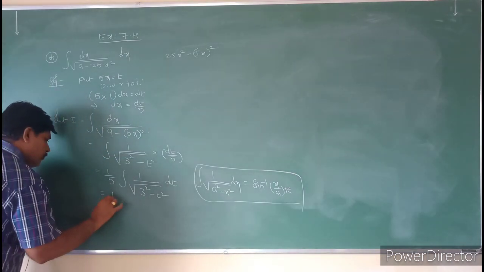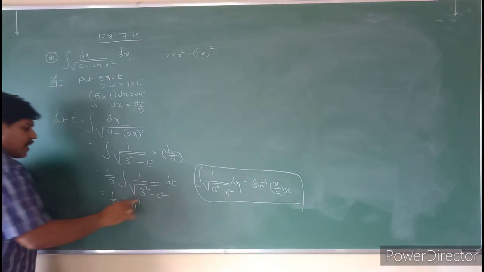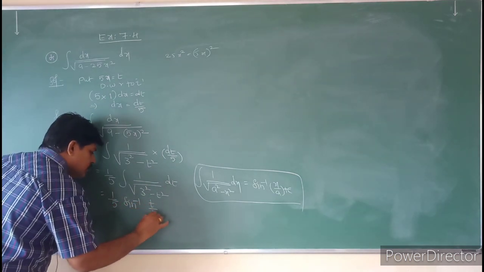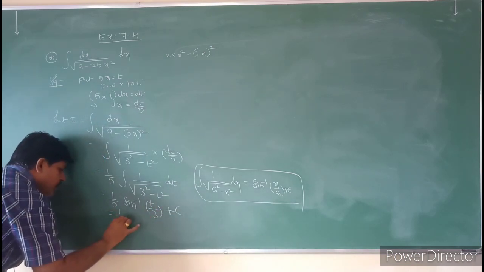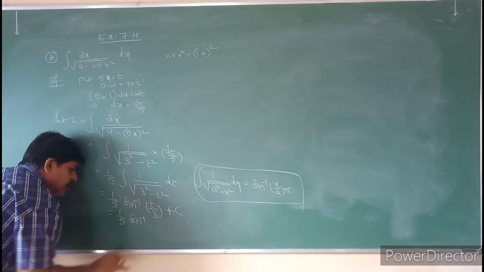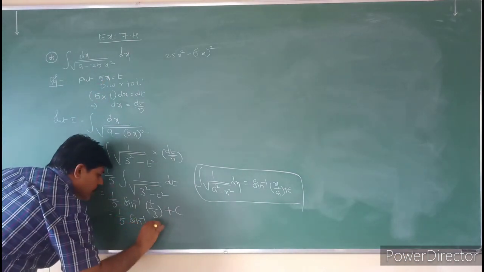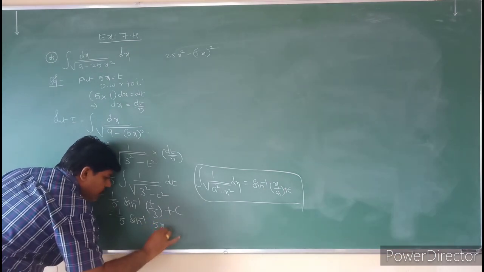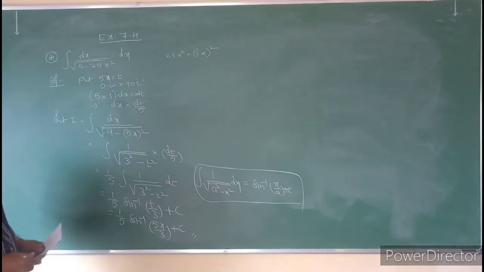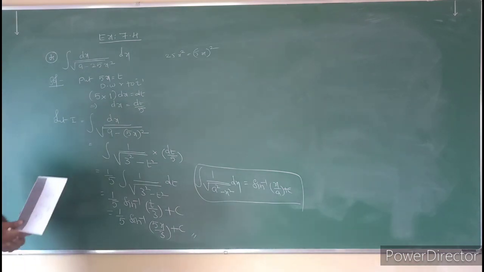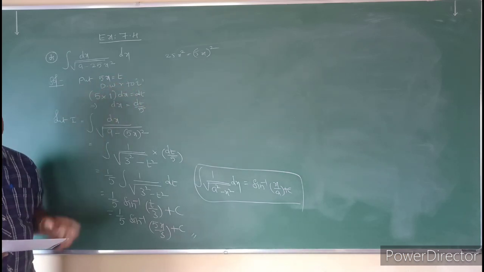So that is equal to 1 by 5 into sine inverse of x value, t by 3, plus c. What is the t value? T value is nothing but 5x. So it will become sine inverse of 5x by 3, plus c. So see that question, students. First we have to take 5x is equal to t, and differentiate with respect to t.